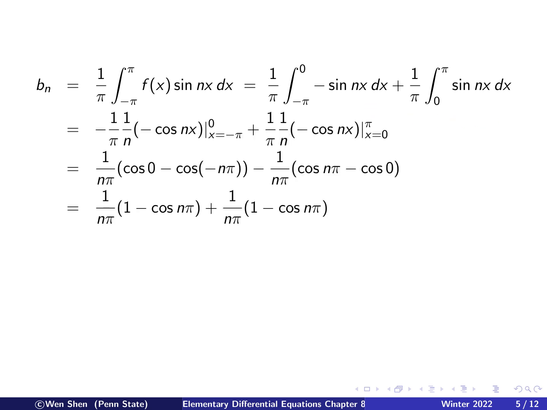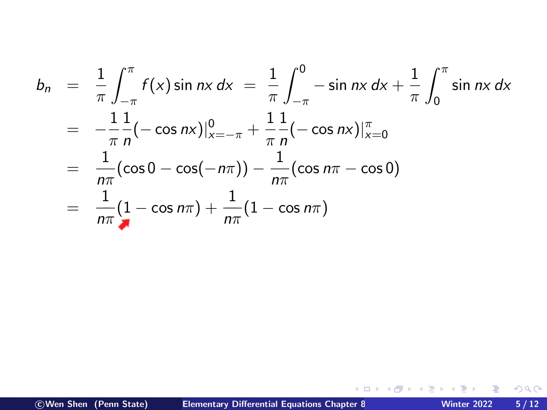Okay, so we know how to integrate a sine. The integral of sine is a negative cosine, and then we have a factor 1 over n, and this negative comes from this negative sign here, and this is taking the endpoints from negative pi to 0. And let's look at this integral. So when x is 0, you have cosine 0, and then when x is negative pi, you have cosine negative n pi. Okay, and this negative sign cancels this negative sign.